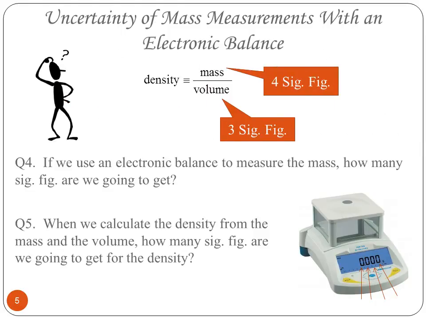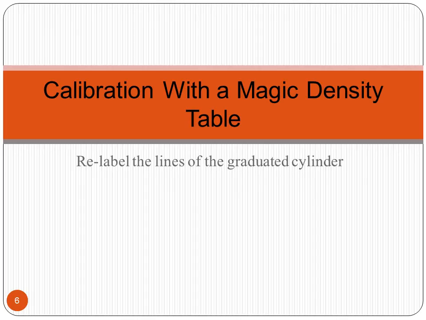What should we do? One way to solve the problem is to relabel each mark of the graduated cylinder with better precision, and this is called calibration.